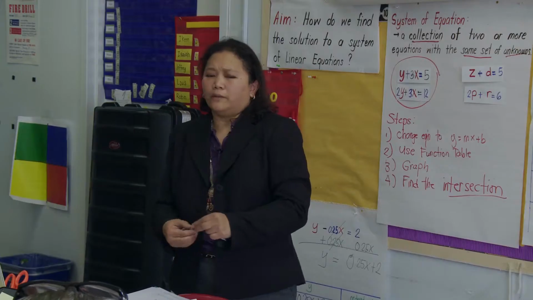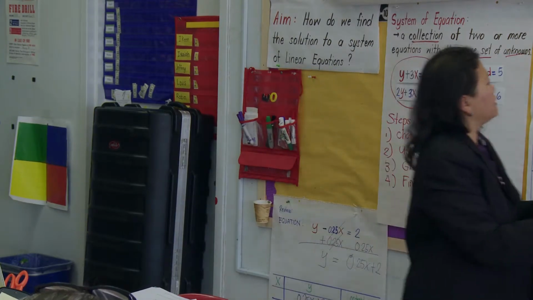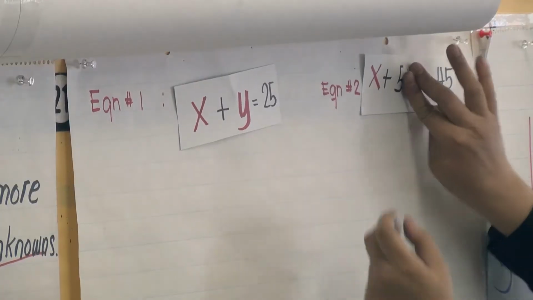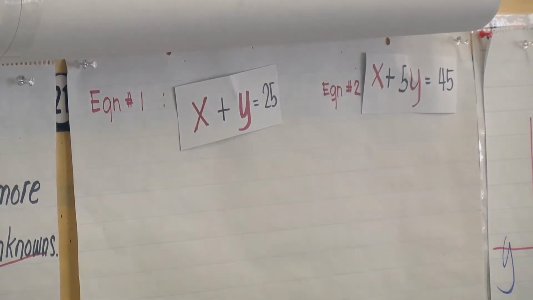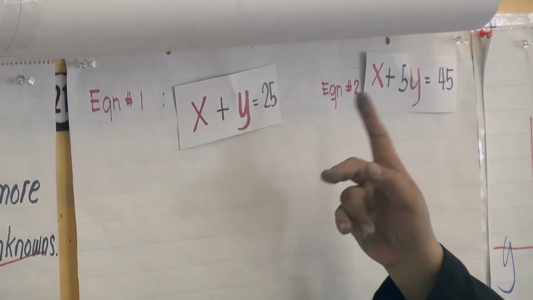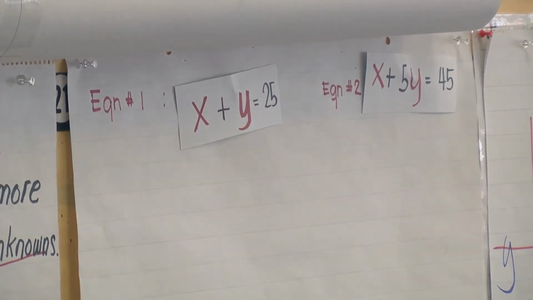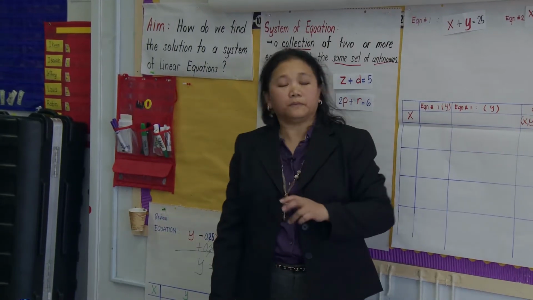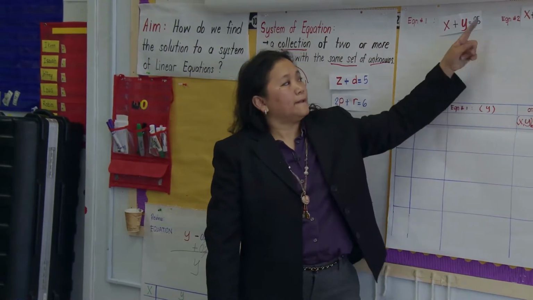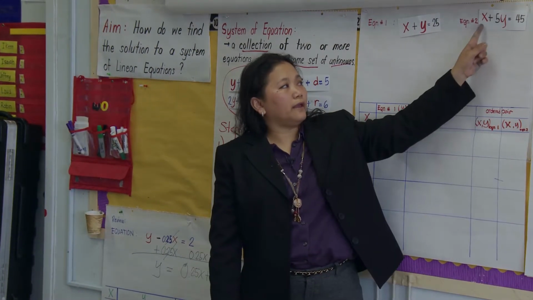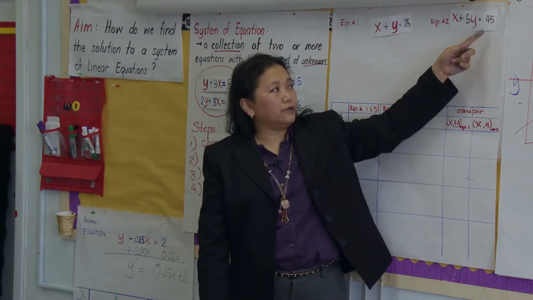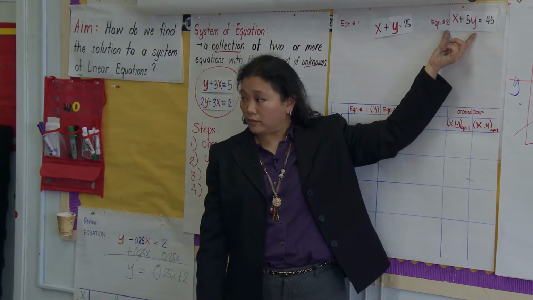Now, let me ask you, how many $1 bills do you think are there in a $5 bill? 5 $1 bills. There are 5. All right, very good. So our equation: x plus y is equal to 25. x is the number of $1 bills, and y is the number of $5 bills. The second equation, x plus 5y is equal to 45, $45 when you add the total amount.